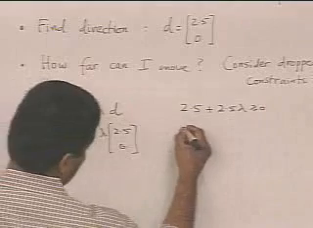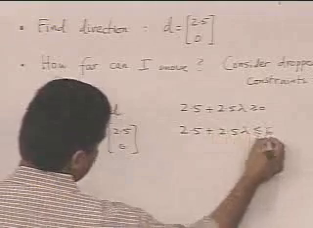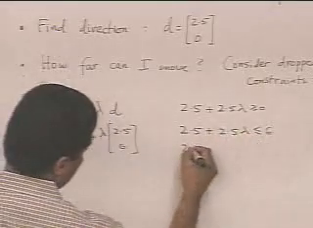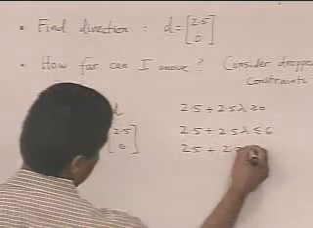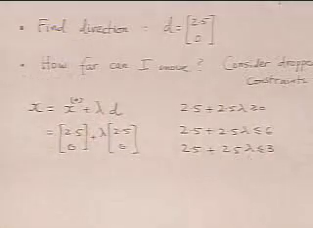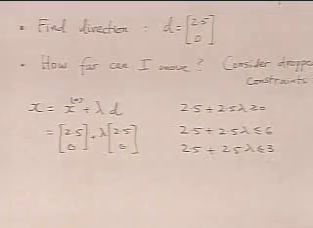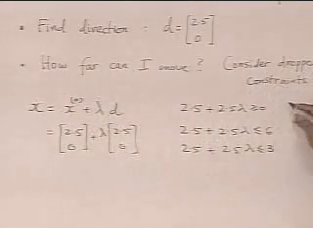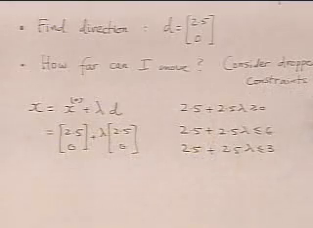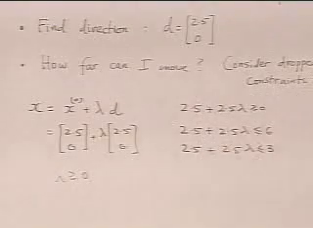Now I look at this one, which says that 2.5 plus 2.5 lambda has to be less than or equal to 6. The next one says that 2.5 plus 2.5 lambda has to be less than or equal to 3. The next one says nothing, because this component is 0 and its corresponding component is 0. So x2 is always 0, which is less than or equal to 5. This doesn't give me any constraints on lambda. It just says lambda must be greater than or equal to 0. I anyway started with lambda greater than or equal to 0 because I have to move in the direction d.